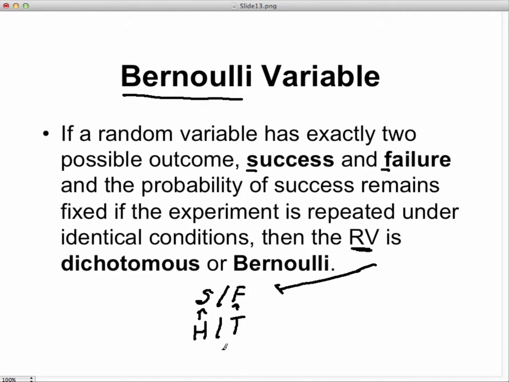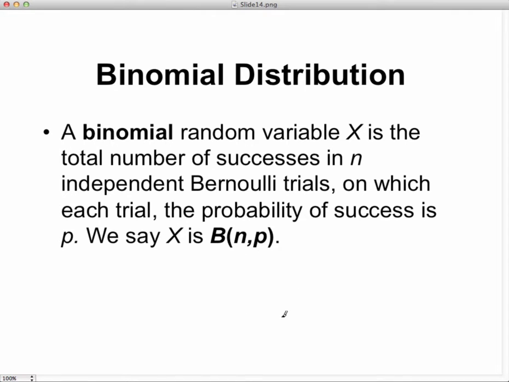So if I did multiple renditions of a Bernoulli random variable, and if you think about that, we did three flips of the coin, then I count the number of successes that occur in each one of those sets of Bernoulli trials, then we create what is referred to as the binomial random variable. So a binomial random variable is a random variable X, the total number of successes in n independent Bernoulli trials, in which on each trial the probability of success is p, and we say that X is distributed as B(n, p).